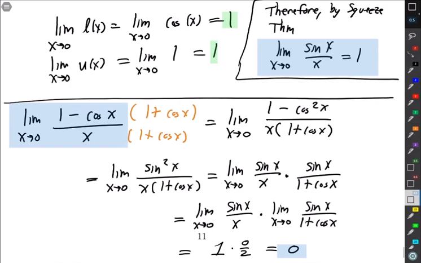So that gives you another idea of how you can use the squeeze theorem to prove things about different limits and the different ways it shows up across the scope of problems you might see in homework and on exams.